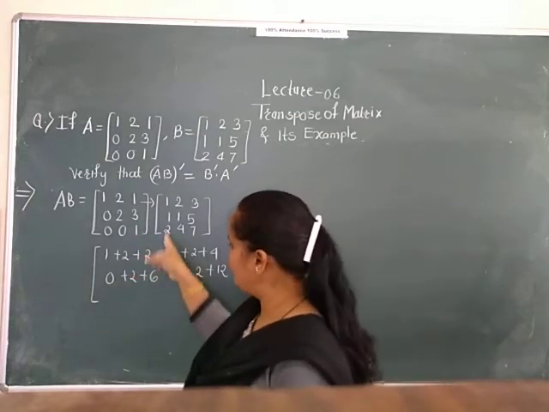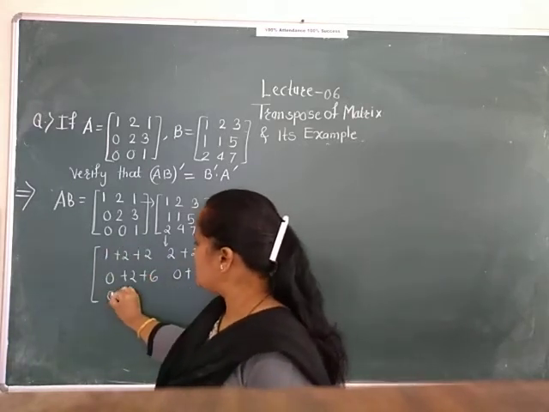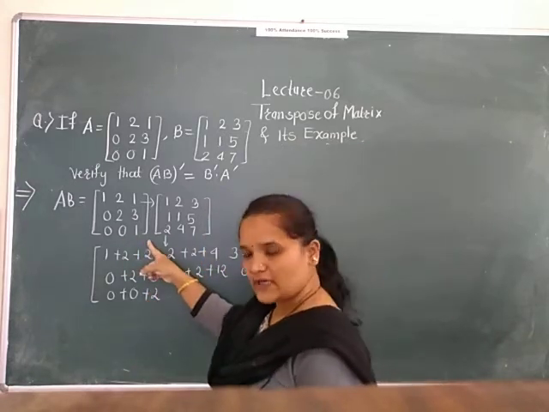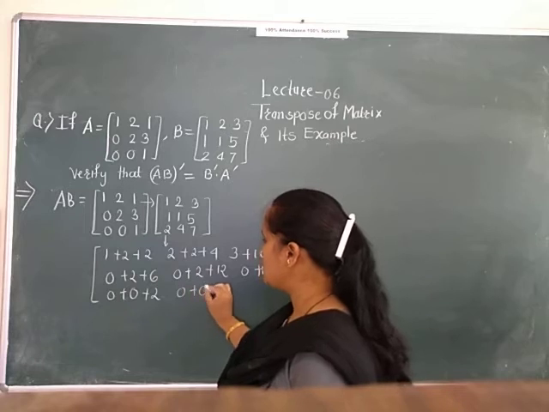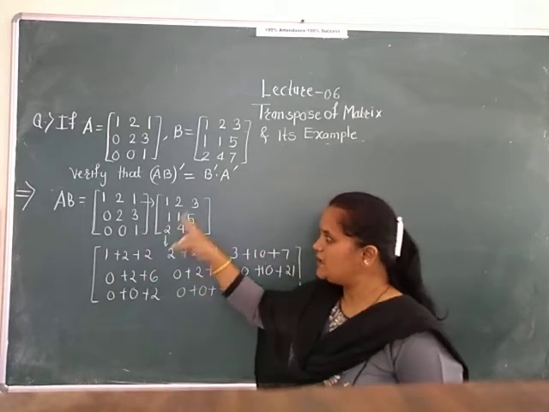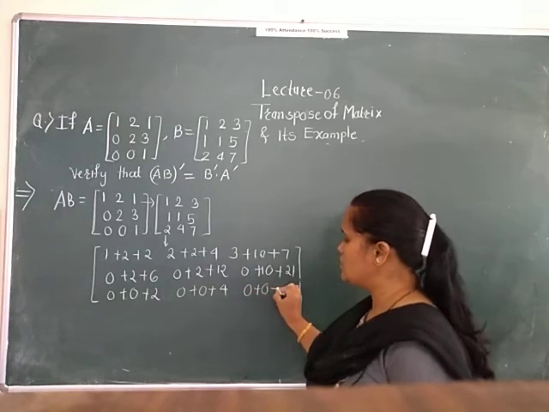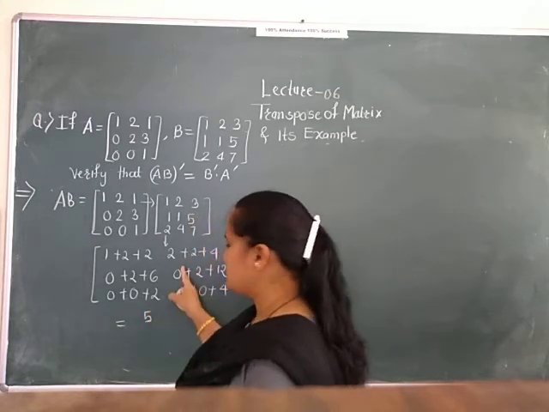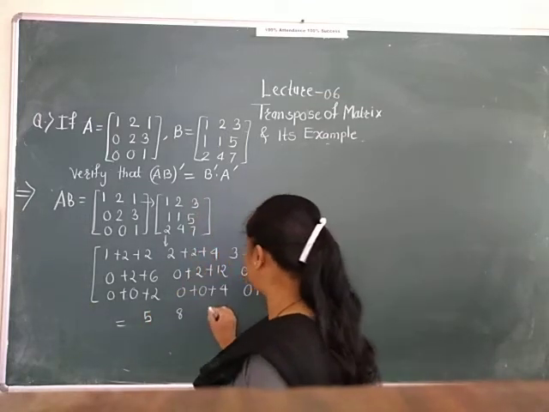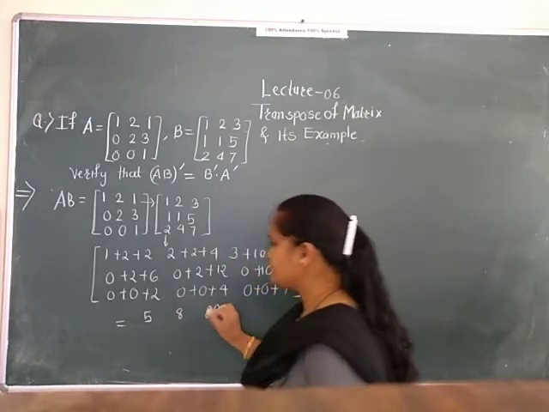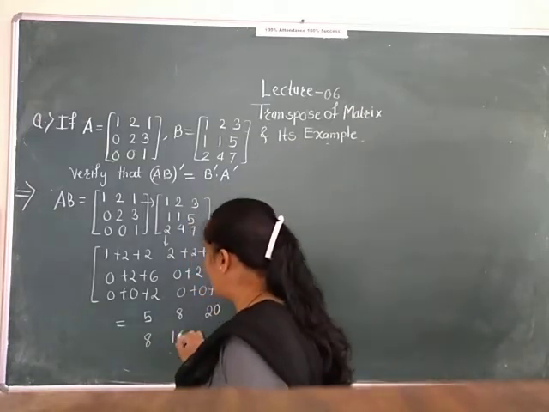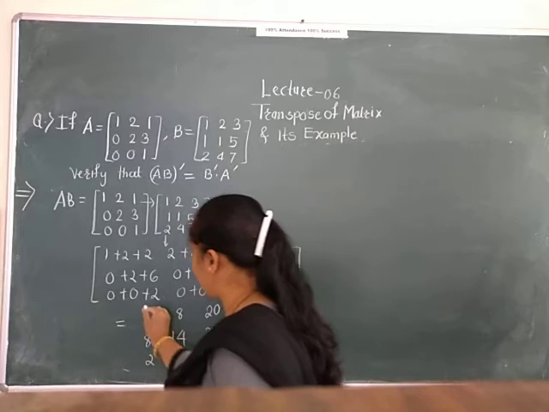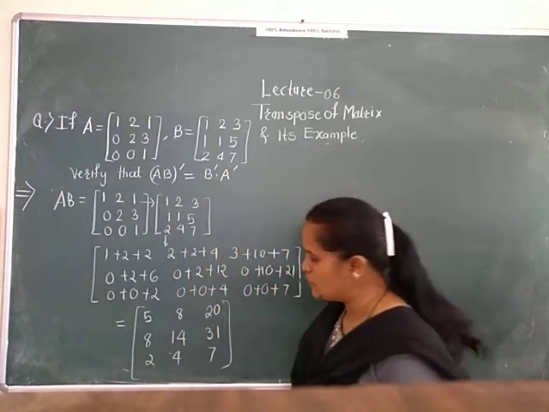Then third row, first column: 0 into 0 is 0, again 0 into 2. Then for third row, second column: 0, 0, 4. Third row, third column: 0, 0, plus 7. Now simplify this, we will get 5. This is 4 plus 4, 8. This is 20. Here 8, 14, 31, 2, 4, 7. This is our A into B.